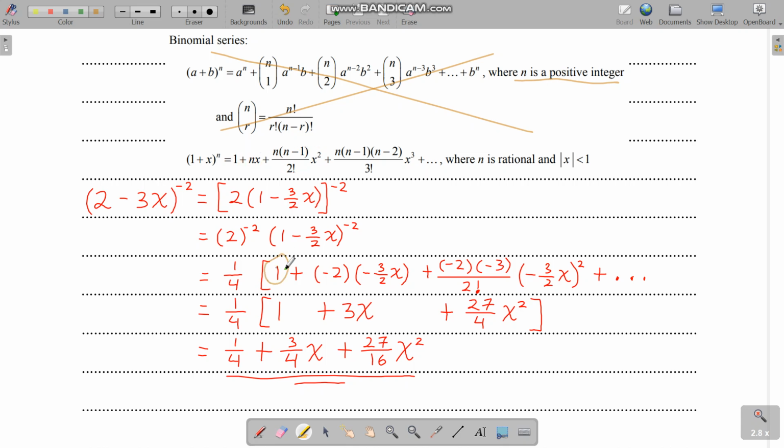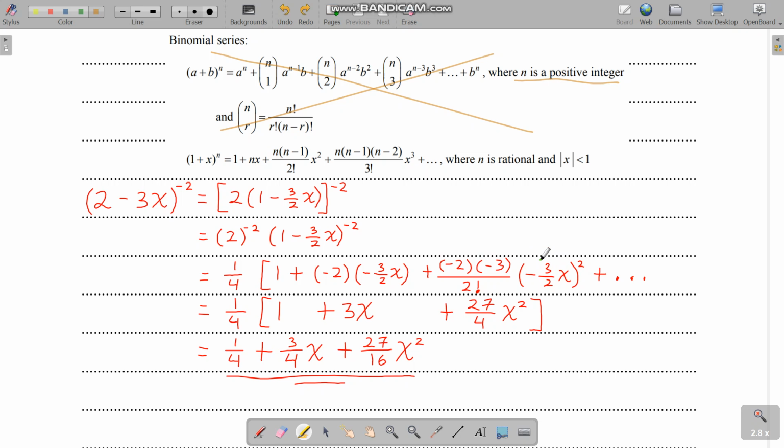So this is 1 plus nx plus n(n minus 1) over 2 factorial times x squared. We stop right here because up to x squared. Simplify, use a calculator, we get 3. And here we use a calculator. Remember that the minus 3 over 2 is also squared, so this is actually positive 9 over 4. And after you use your calculator, you get 27 over 4.